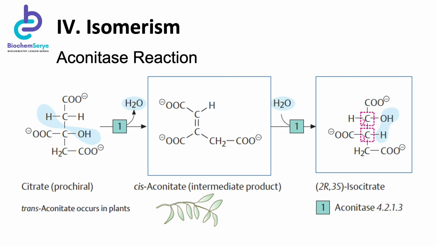isocitric acid. Although citric acid is not chiral, aconitase only forms one of the 4 possible isomeric forms of isocitric acid, that of the 2R,3S-isocitric acid. The intermediate of the reaction, the unsaturated tricarboxylic acid aconitate, only occurs in the cis form in the reaction. The trans form of aconitate is found as a constituent of certain plants.